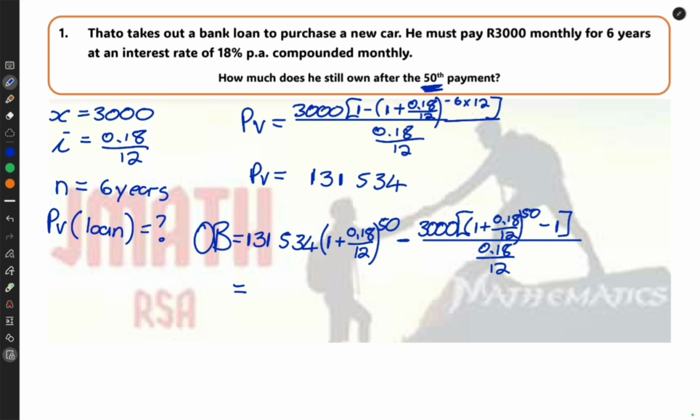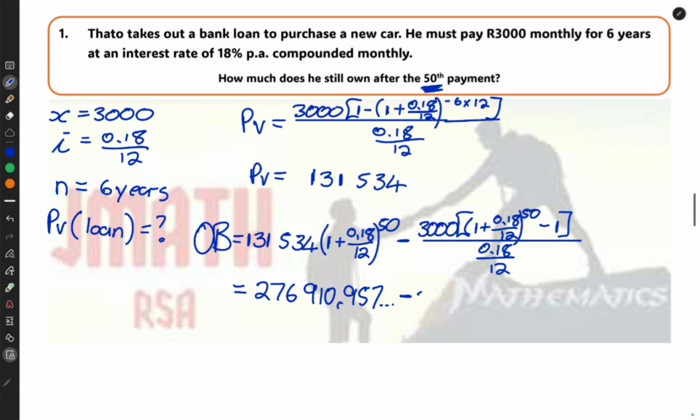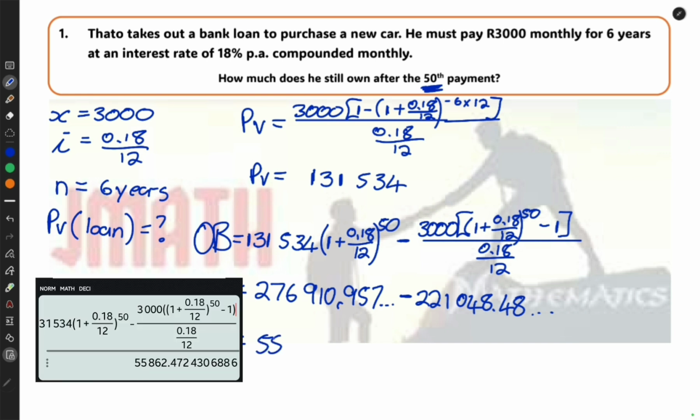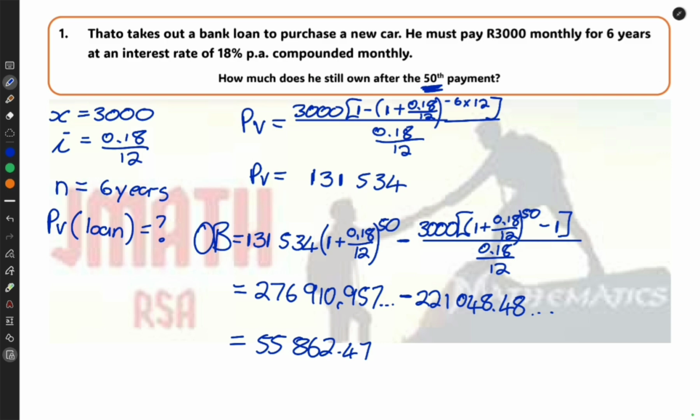So what I mean with that is I can type in the left-hand side on the calculator, and it tells me it's 276,910,957 dot dot dot. So don't round off. It's not the end of the sum, so I need to keep the entire answer. Then minus, if I type this in the calculator, I get 221,048.48, and then also dot dot dot, and then I can subtract, and that would be the outstanding balance. So 55,862.47. So that is the outstanding balance.